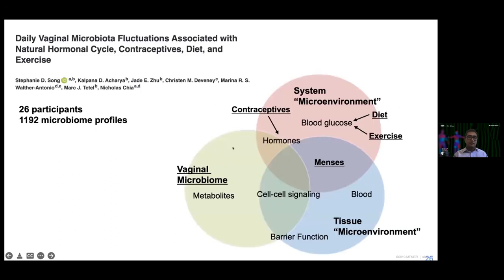So this comes out of work that was done in collaboration with Wellesley College and my colleague Mark Totel and his team over there, through two years of work and a lot of work by Stephanie Song, who is now an MD PhD student at Mount Sinai. She worked in my lab for two years analyzing this data and also helping drive the collection over in Wellesley. Through all of that, we got 26 participants and 1,192 microbiome profiles. These 26 participants were asked to take daily vaginal swabs for about a period of two months with a spring break in the middle.